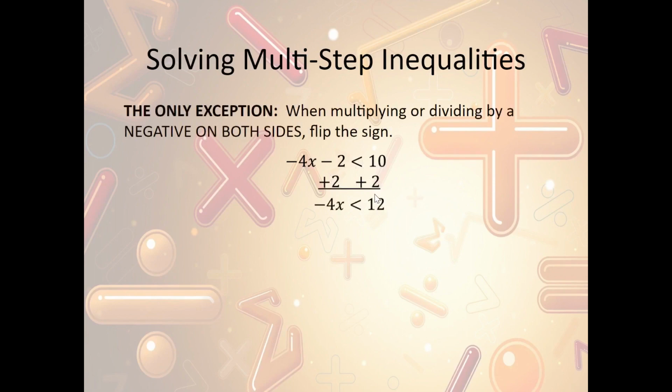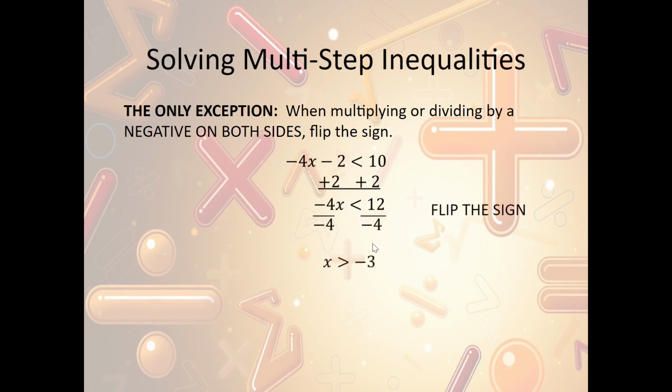Now here's the only rule that we need to know when we're dealing with this. So we treat it like an equal sign. However, if we ever divide both sides or multiply both sides by a negative number, we need to flip the sign to go the other direction. So in this case, we're going to divide both sides by negative 4. So when we do that, we need to take this sign and flip it and go the other way.